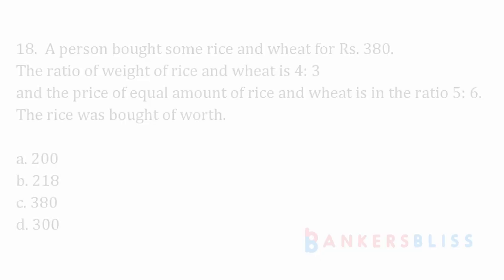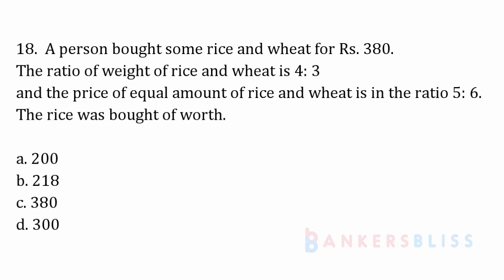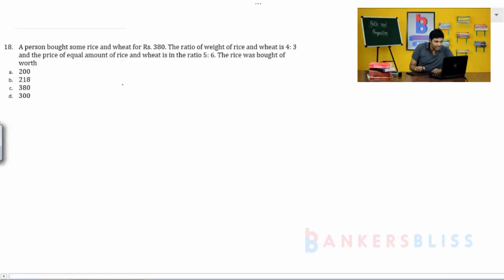Okay, let us move on to the next problem, problem number 18. A person bought some rice and wheat for rupees 380. The ratio of the weight of rice and wheat is 4:3 and the price of equal amount of rice and wheat is in the ratio 5:6. The rice was bought of worth rupees what? See here, consider the weight is in the ratio 4:3, that is 4x and 3x. Next, the price of equal amount is 5y and 6y.